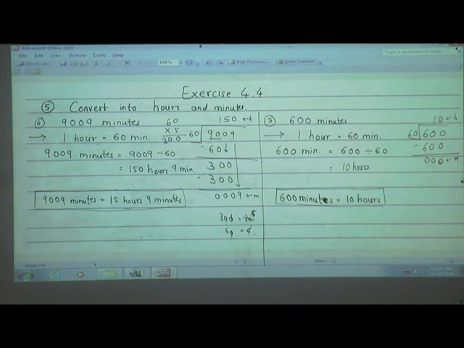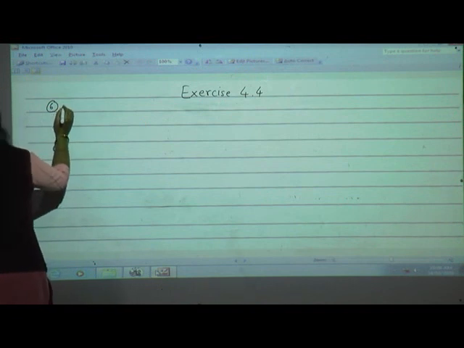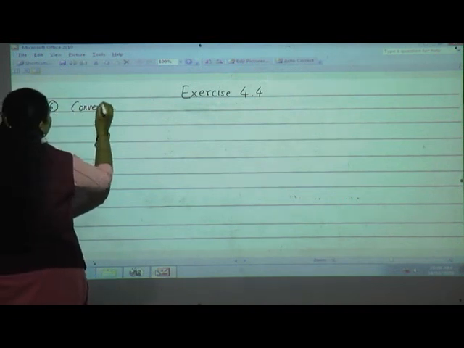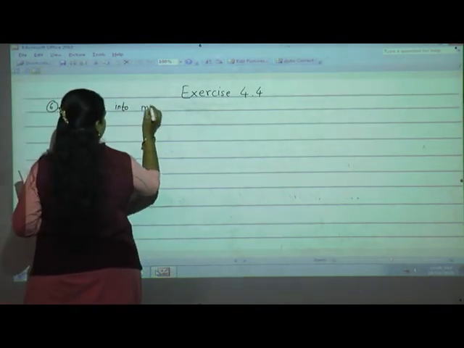Now we will solve the sixth question. What is the sixth question? Convert into minutes and seconds. Now try to recall your memory. What do we have to do when we want to convert seconds into minutes? Just vice versa. Yes. We have to divide by 60, isn't it? So we will solve now. Sixth one. Convert into minutes and seconds.